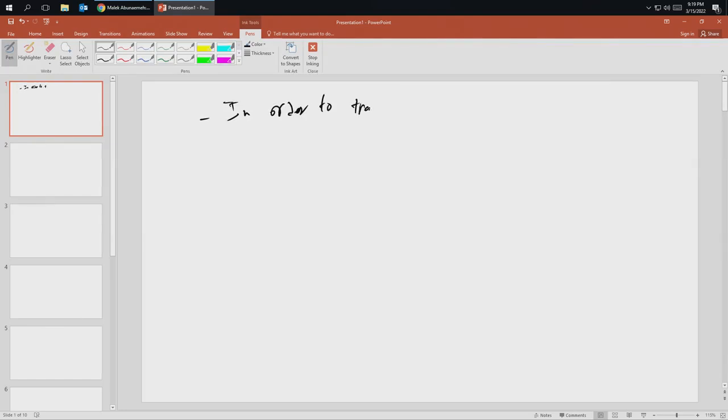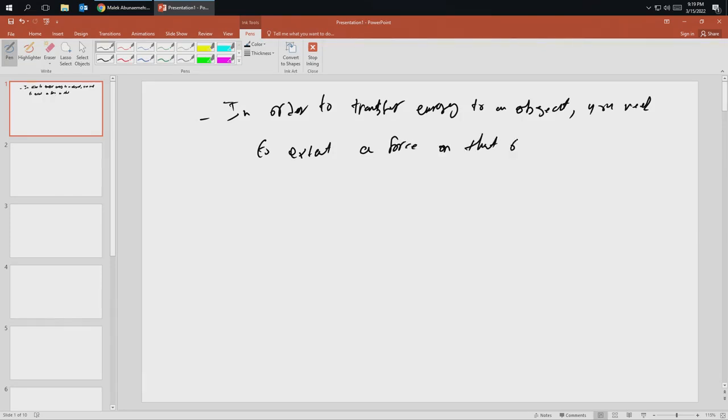To transfer energy to an object, what's the charge? It's going to be 1.6 times 10 to the negative 19 coulomb, right? Your k is going to be what? Which constant? Yeah, exactly. 9 times 10 to the 9.